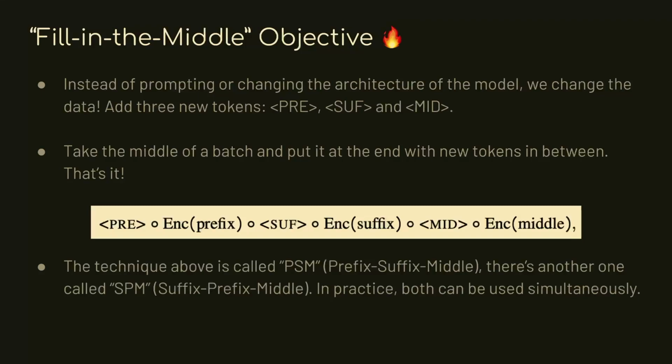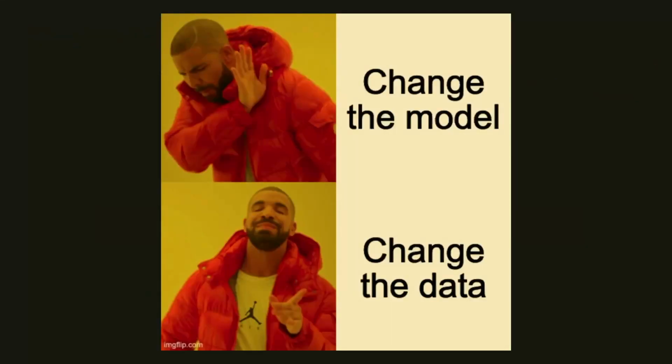So this is called prefix, suffix, middle, PSM. There's another one called suffix, prefix, middle. In practice, you can use both of them at the same time. Sometimes you will use PSM, sometimes you will use SPM. I'm going to touch more on how they do that. Or you can use just one of them or whatever setting you want. So, little meme: don't change the model, change the data.